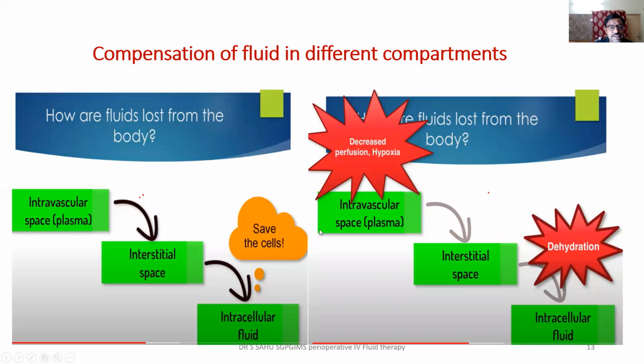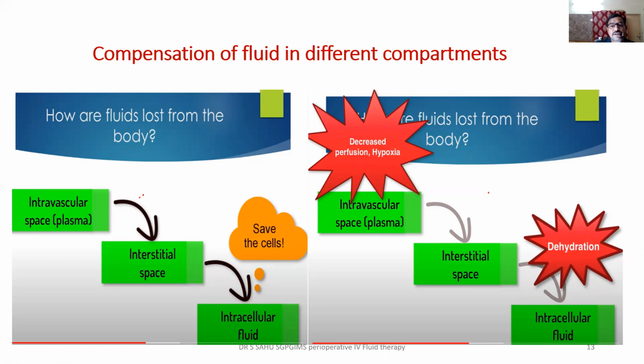Whenever fluid or blood is lost, the intravascular space, the plasma, takes fluid from the interstitial space, and when the interstitial is lacking, it takes fluid from the intracellular space. We never want this to happen, because that is the life of a cell and organ, and if it is not there, it can cause cellular dehydration and the cell can die. But whenever the intravascular compartment is less, it causes decreased perfusion and hypoxia at the peripheral level.